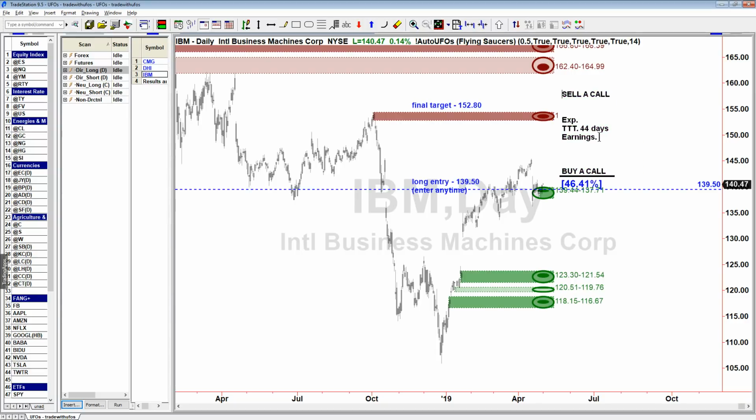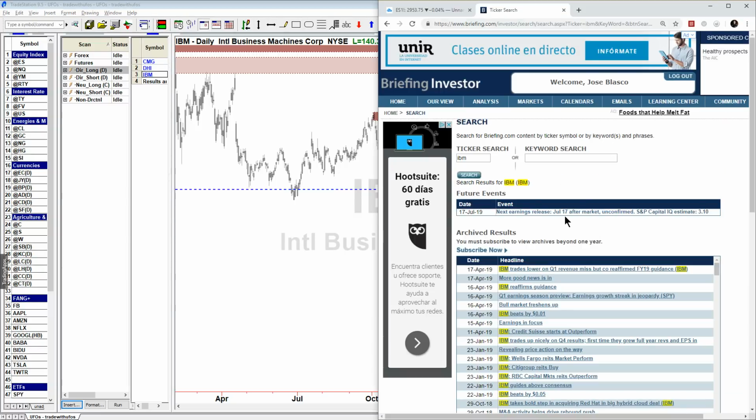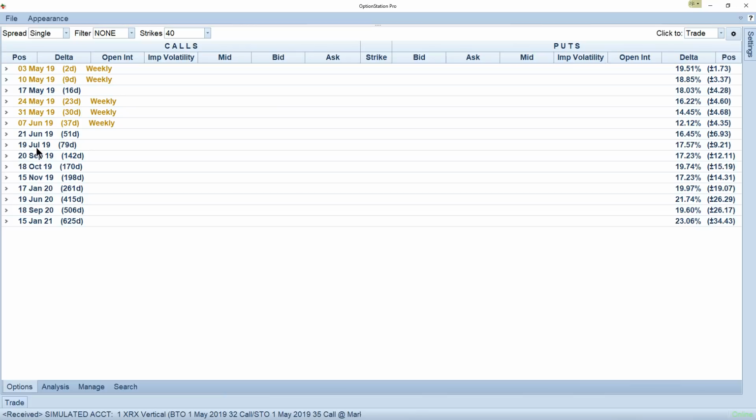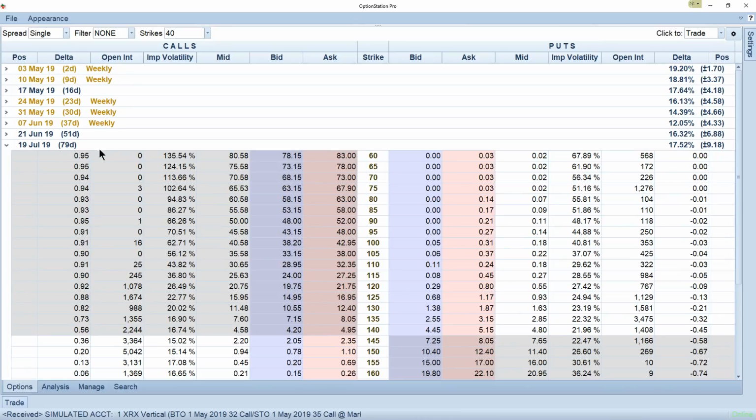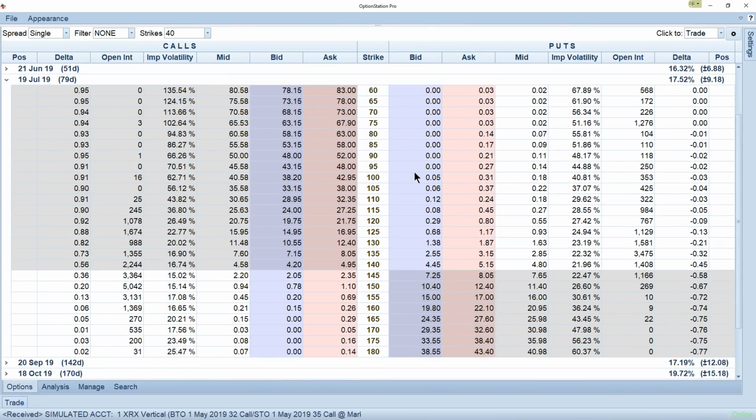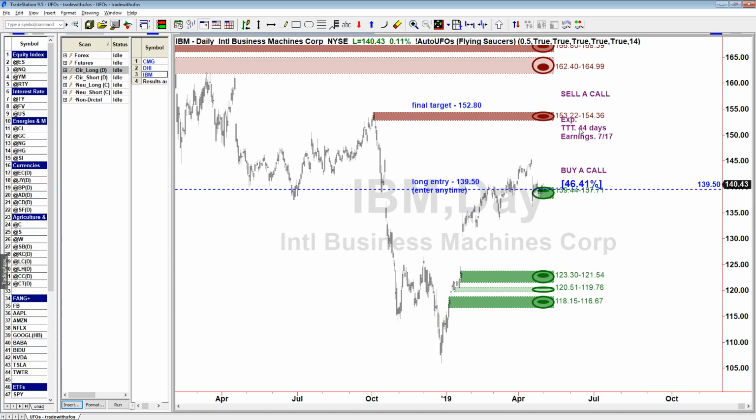But I want these 44 days to be the minimum parameter, because what I really want is my expiration date to be the nearest to the earnings report date, which we said is July 17, as I just typed. So if I look at July 17 on the option chain, the closest I have is July 19, and that gives me 79 days, which is certainly more than 44, so I am very happy. Okay, that's what we need. We're going to use July 19, 2019. That is going to be the expiration date that we're going to use in this trade.